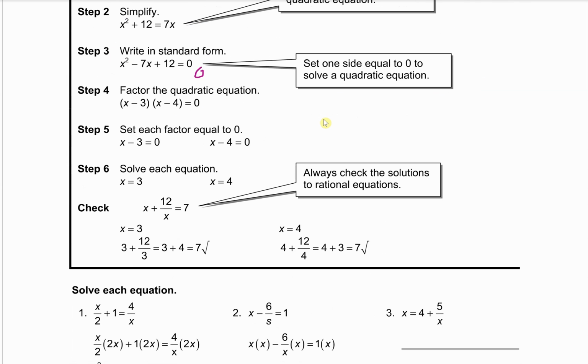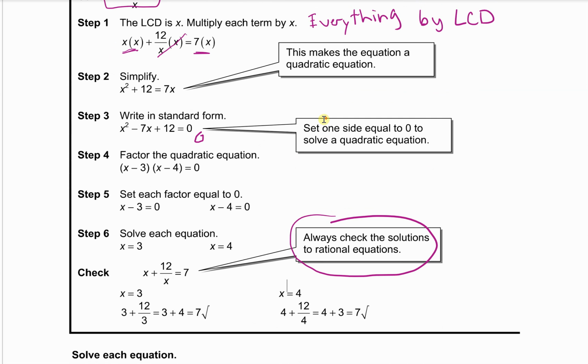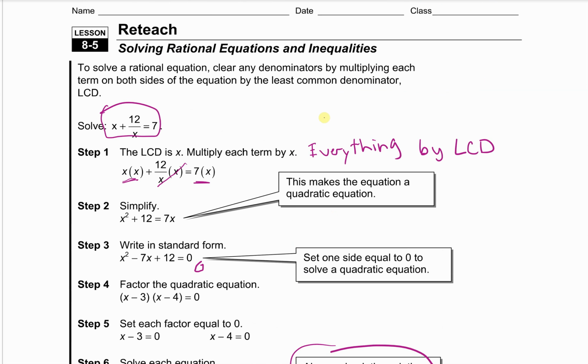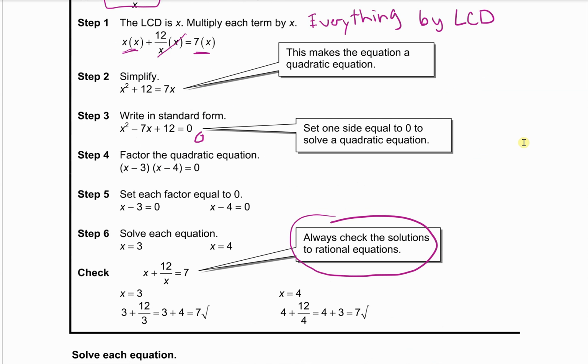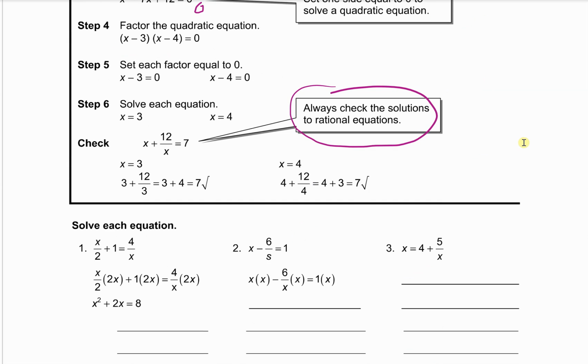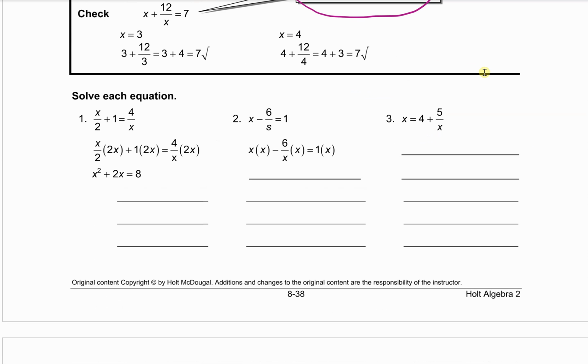And then it's very important that you always check your solutions. Because if we go back up to the original equation, we have an x in the denominator. So x really cannot equal 0, because that would make the entire equation undefined. So here we get 3, we get 4, they both work. Sometimes they both will work, sometimes only one will work. Sometimes neither of them will work, but you'll get the idea as we go along.